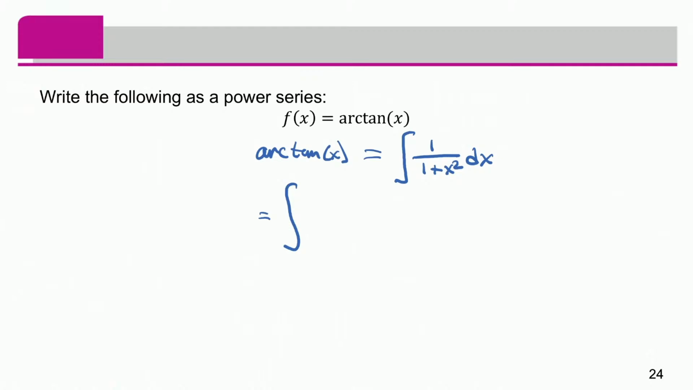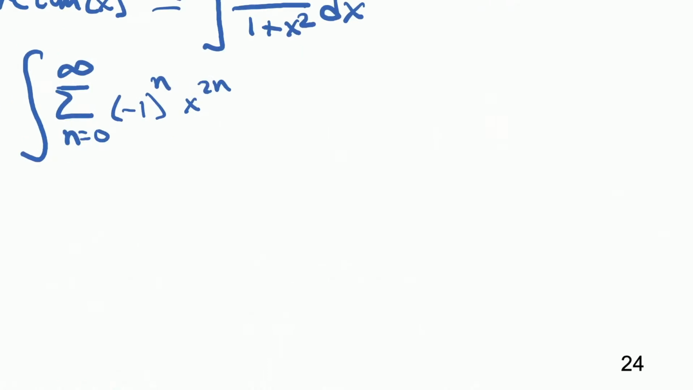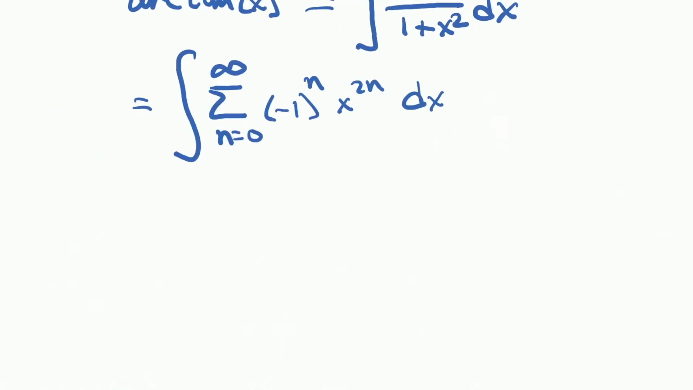Let's do the antiderivative of the sum, where n goes from 0 to infinity, of... oh, wait, sorry, I got a little ahead of myself. Let's try again. Negative 1 to the n times x to the 2n. Did I have that right? Let me double check. Yeah, negative 1 to the n, x to the 2n, dx. There it is.